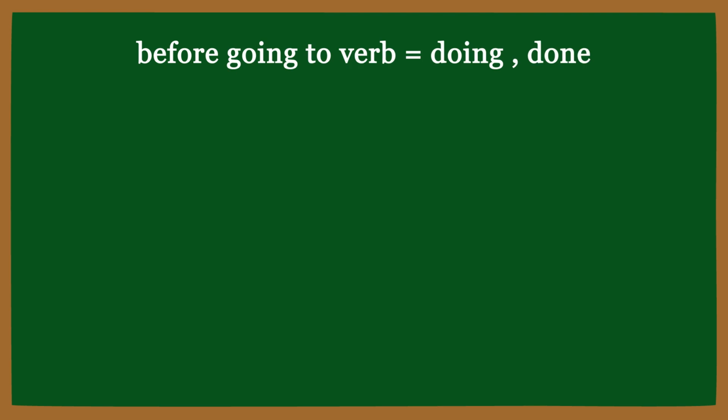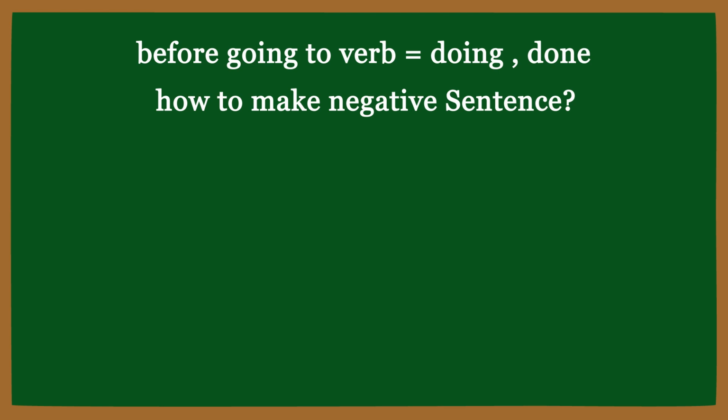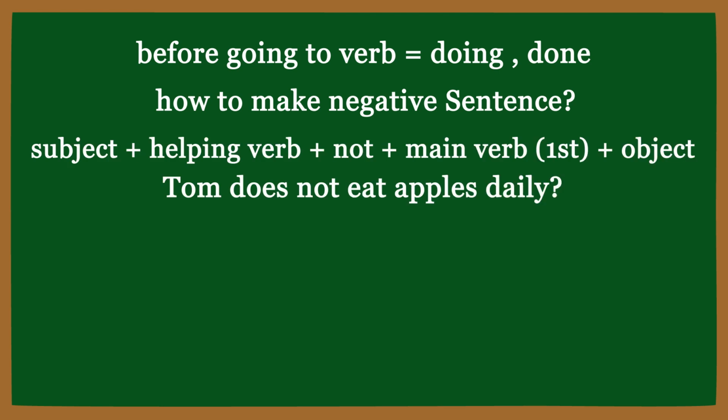Before going to the verbs doing and done, just take a quick ride to how to convert a sentence to a negative sentence. Remember, converting to a negative sentence is very simple. Just add not after the helping or auxiliary verb, and place the helping verb after the subject. This is the formula to make a negative sentence.